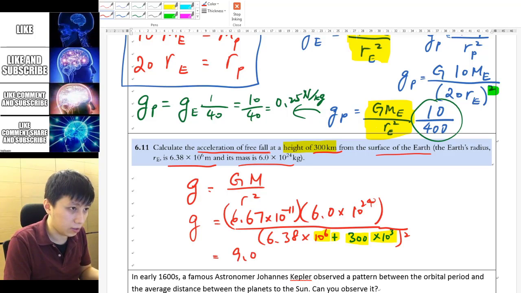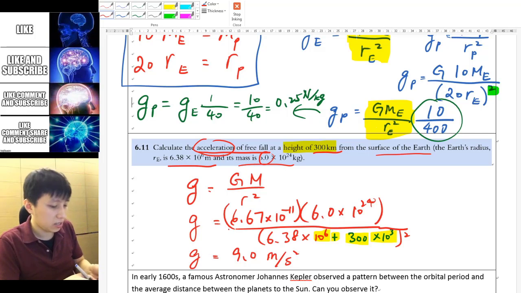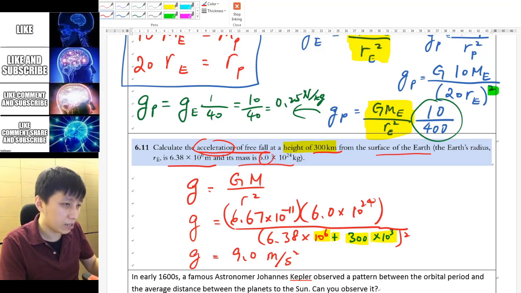Alright, because this one is 2 sig fig only, or you can take 3 sig fig, 8.97, if you like to. In acceleration, so this time I would do meter per second squared. And so you may be asking, hey, isn't this finding out acceleration? Why do I still express it as g?